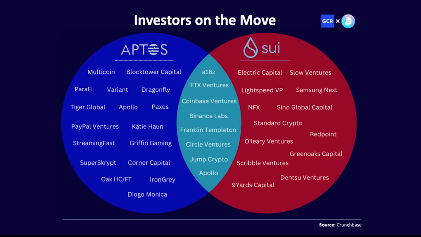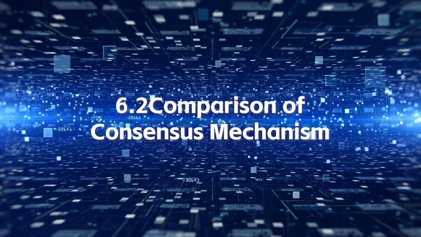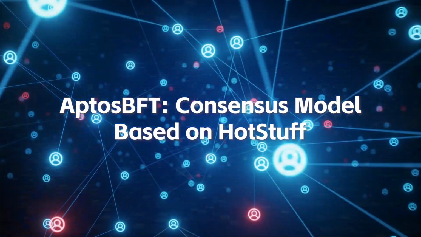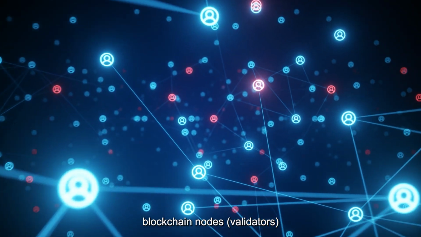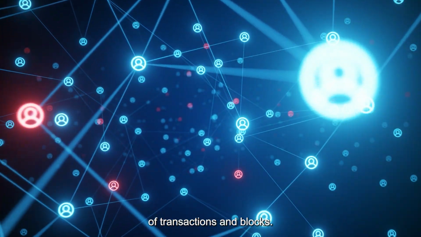6.1 Investors. 6.2 Comparison of consensus mechanism. Aptos BFT, a consensus model based on HotStuff. Consensus is a mechanism that allows blockchain nodes, validators, to achieve an agreement on the validity of transactions and blocks.